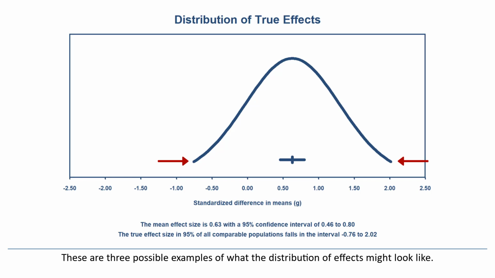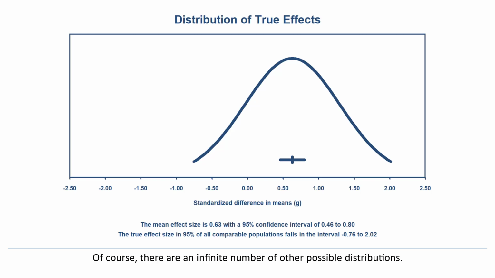These are 3 possible examples of what the distribution of effects might look like. Of course, there are an infinite number of other possible distributions. I've picked these 3 to illustrate my point, which is simply that when we ask about heterogeneity, this is what we have in mind. We want to know what the distribution of effects looks like.